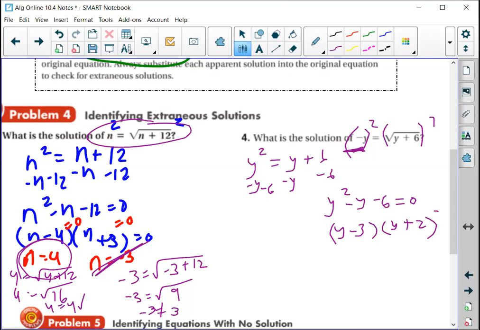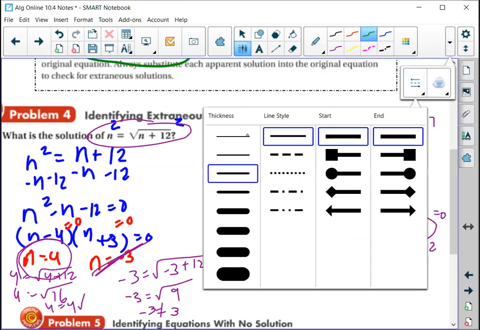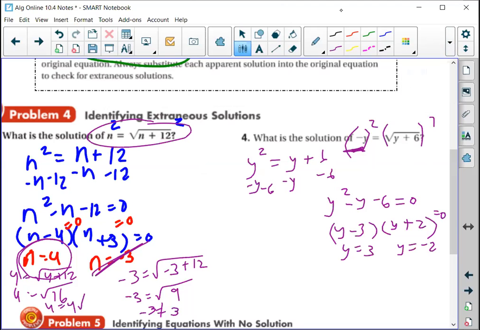Again, we want to set each of those equal to 0. So that's going to give us our solutions y equals positive 3, and then y equals negative 2. Again, they're opposite of what you had initially found for your special two numbers. Now we do need to make sure to check, because sometimes we'll get one of those extraneous solutions. So we'll check the 3 first by plugging it into the original problem.